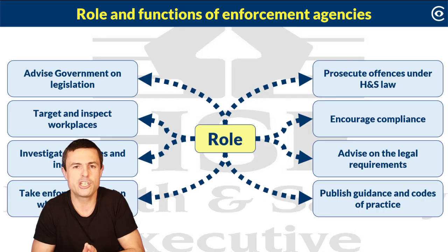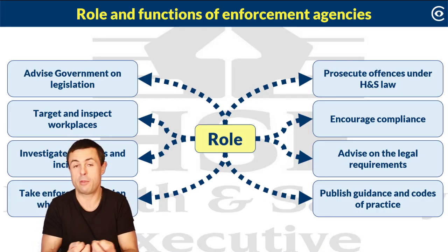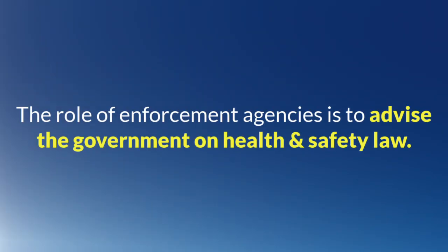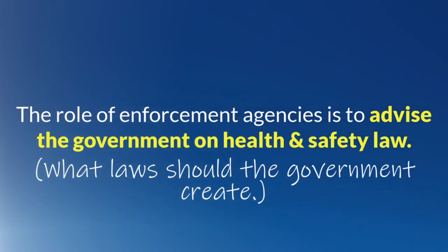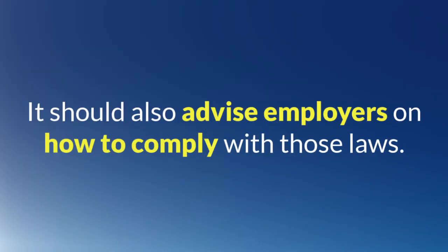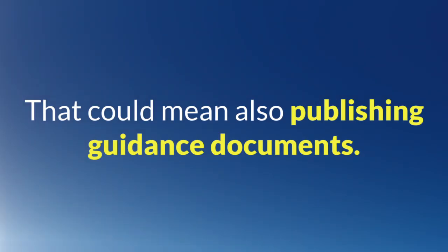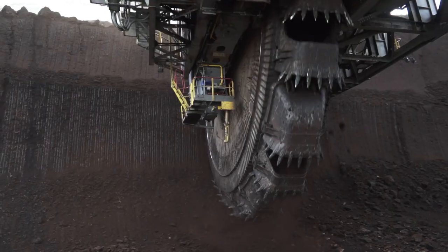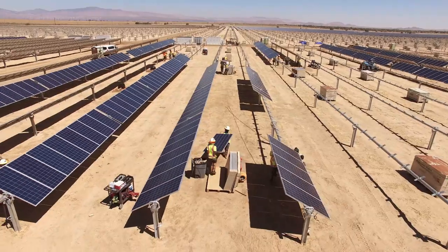Now, what do the enforcement agencies do? What is their role? Well, their purpose is firstly to advise the government on health and safety law, what laws the government should create. And it should also advise employers on how to comply with those laws. That might mean also publishing guidance documents and codes of practice. In terms of enforcement, these agencies should proactively target certain industries and certain businesses. They usually target the higher risk businesses, so mining, agriculture, construction, and so on.